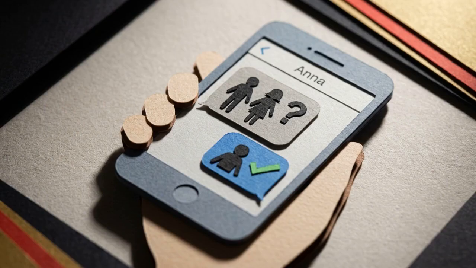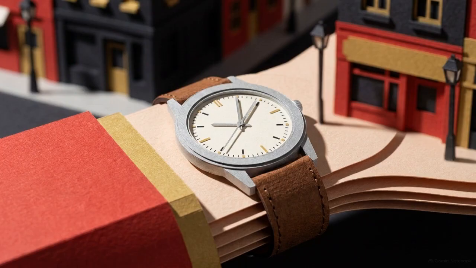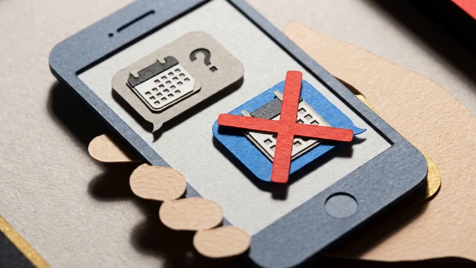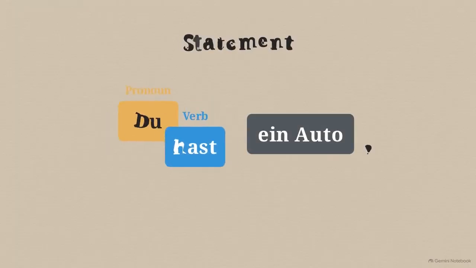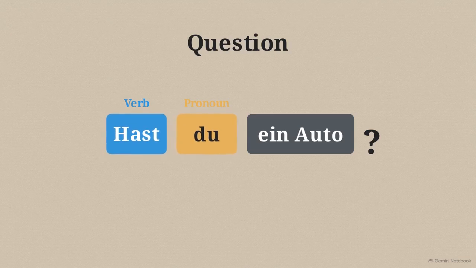This structure stays the same for other nouns too. Anna could ask, Hast du Geschwister? Do you have siblings? And Tom would reply, Ja, ich habe einen Bruder. You can also use this to talk about time. If asked, Hast du heute Zeit? Do you have time today? You could reply, Nein, ich habe heute keine Zeit.